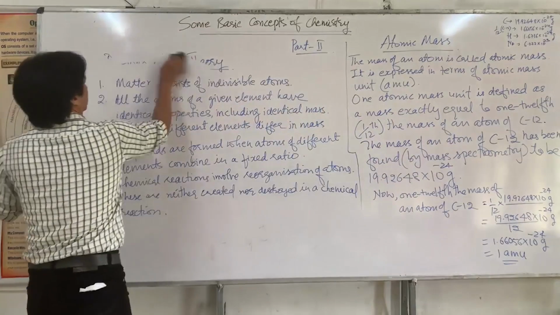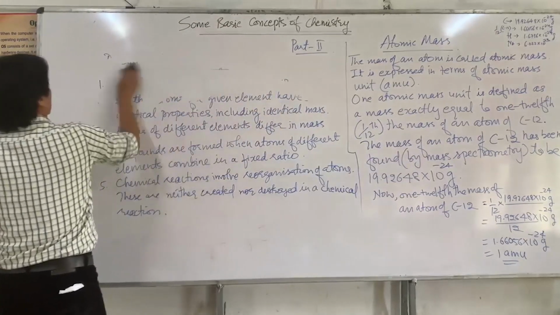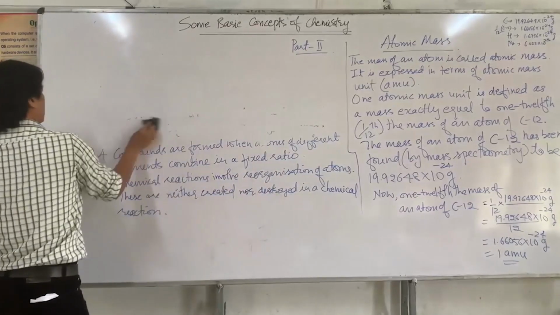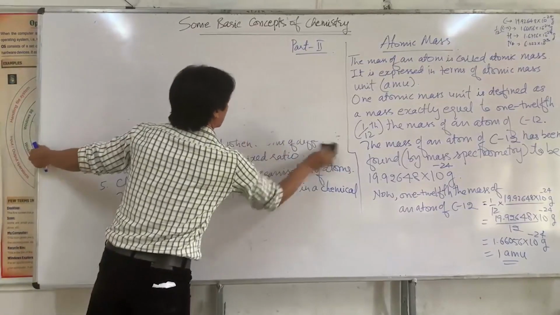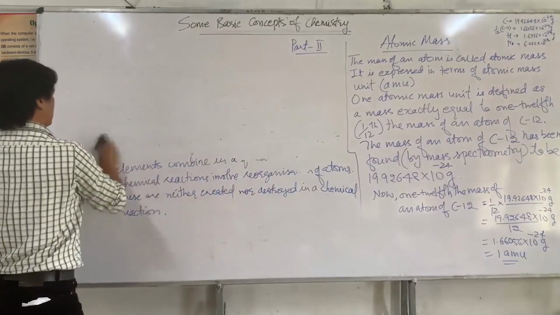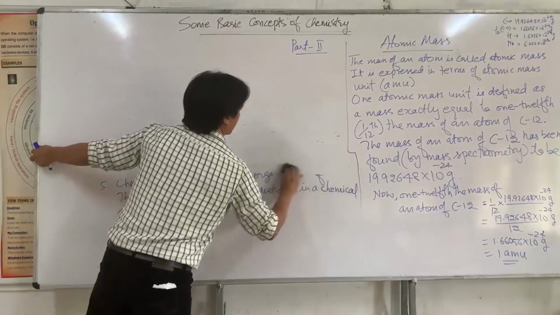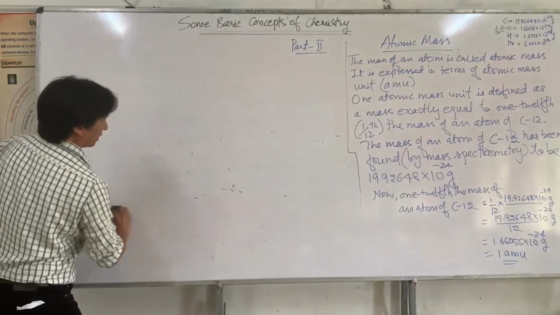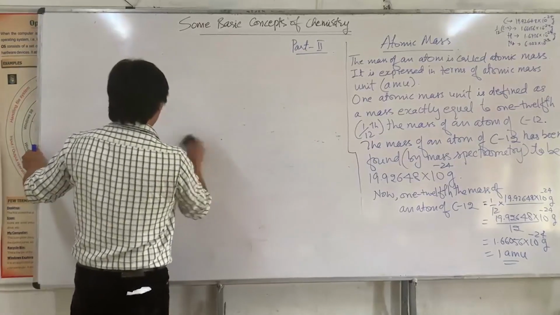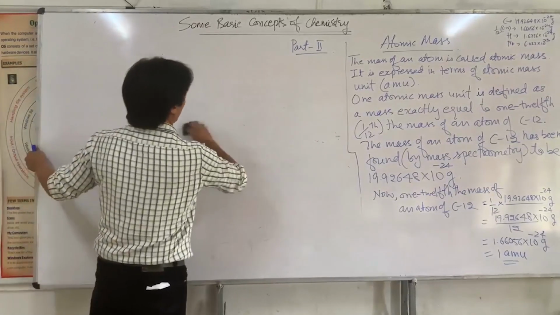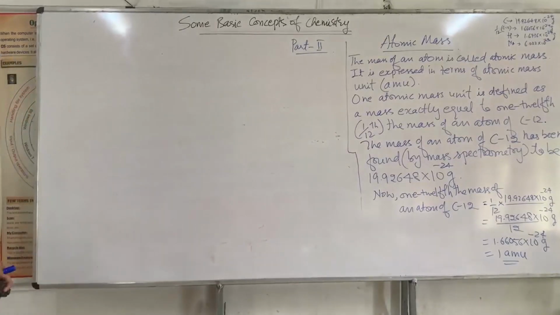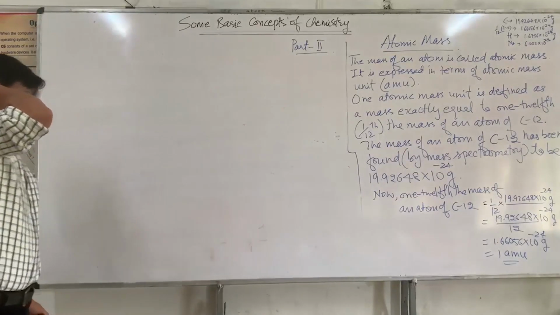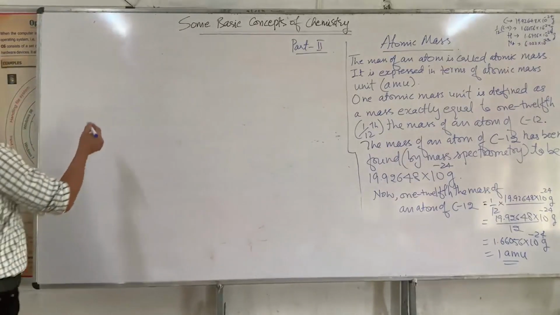So now let's take up an example here. We say that the mass of an atom of hydrogen is 1 AMU. That is, we say that the atomic mass of an atom of hydrogen is 1 AMU. Why is it so? It is because now we have to find the relative atomic mass of any element.